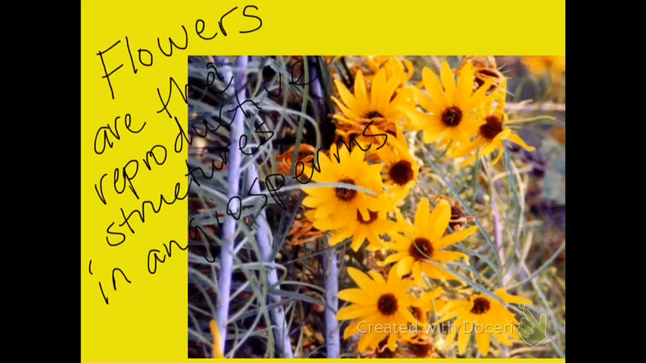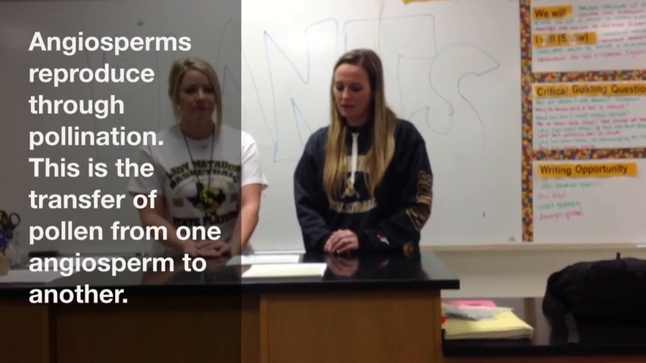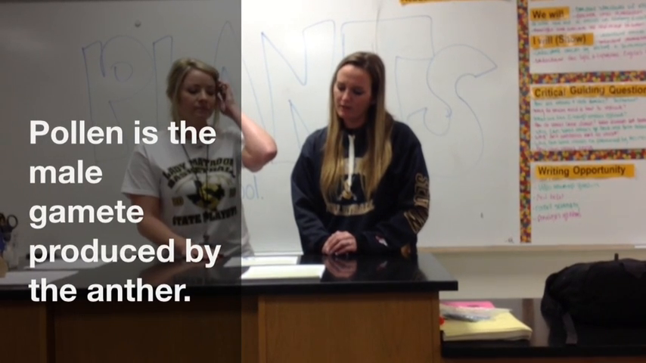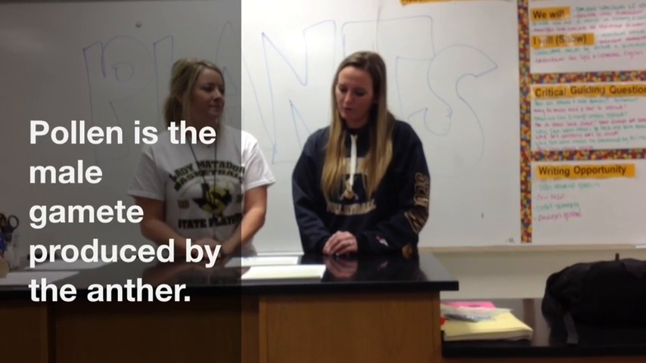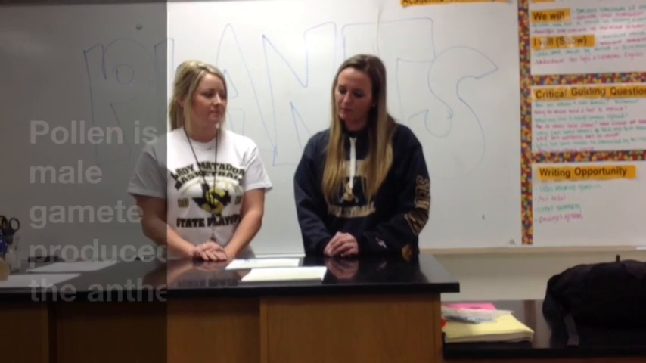Flowers are the reproductive structures in angiosperms. A plant has reproductive structures just like any other organism. If the plant is an angiosperm, it will reproduce through pollination. This is just the transfer of pollen from one angiosperm to the next. Pollen is the male gamete produced by the anther.